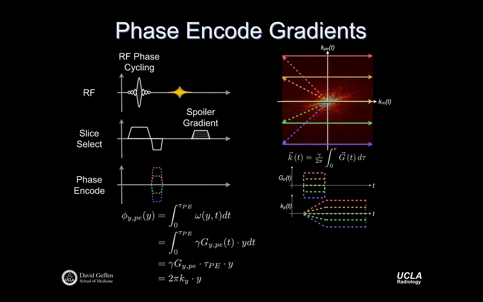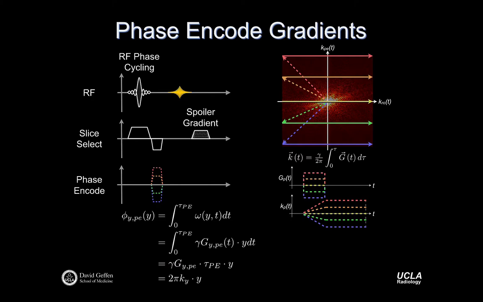And so we can see how much phase we accumulate as a function of space. It just depends on the frequency of that position in space and how long that phase encoding gradient is turned on for, right? If the phase encoding gradient is turned on for longer and longer, you accumulate more and more underlying phase.